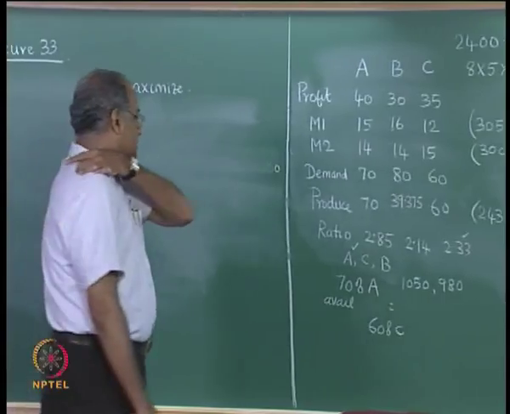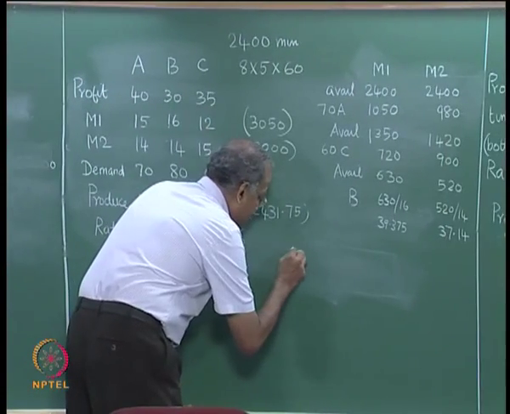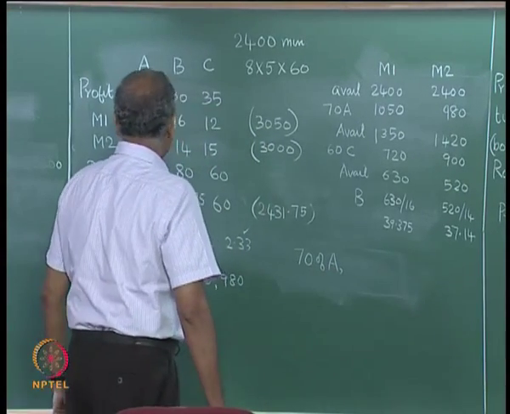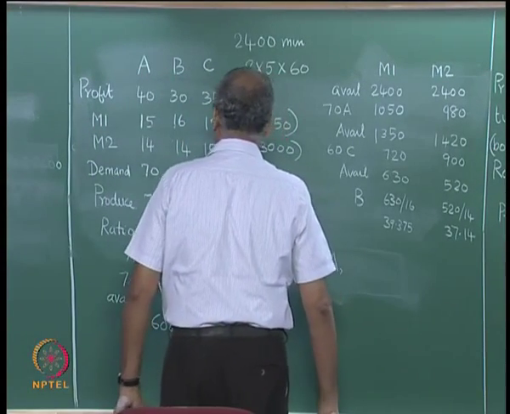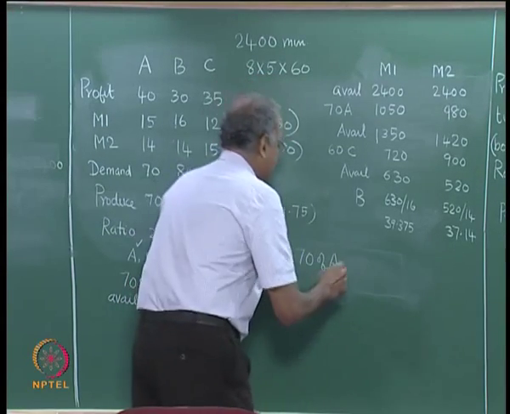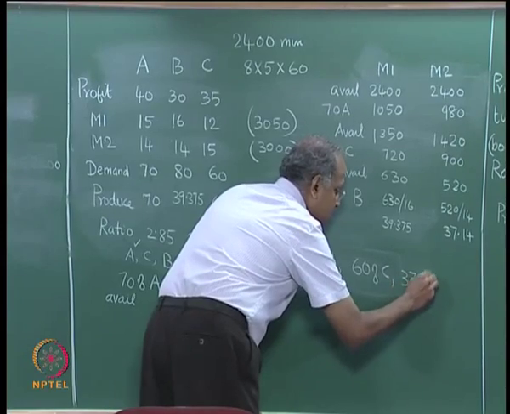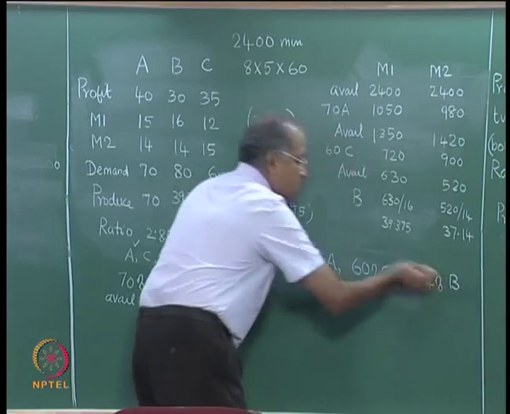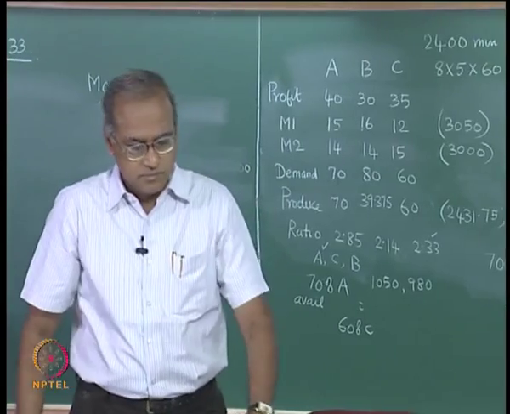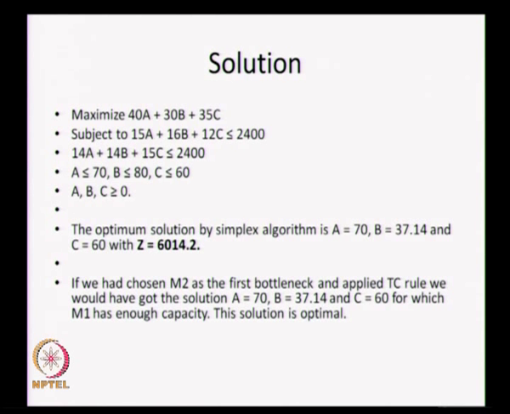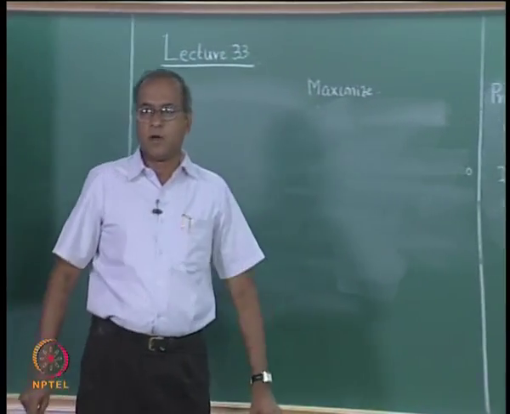So, we end up producing finally 70 of A, 60 of C, and 37.14 of B. Which also happens to be the optimum solution if we solve this particular problem.